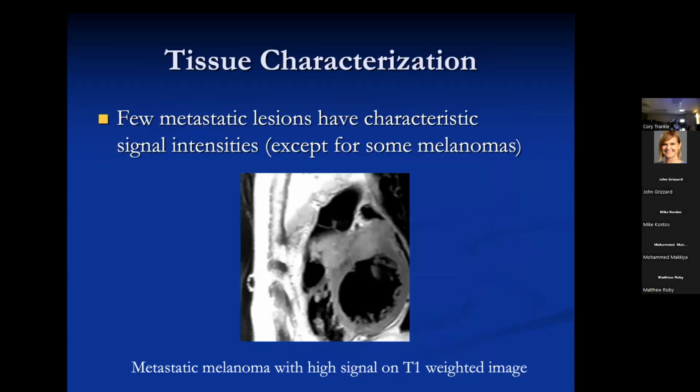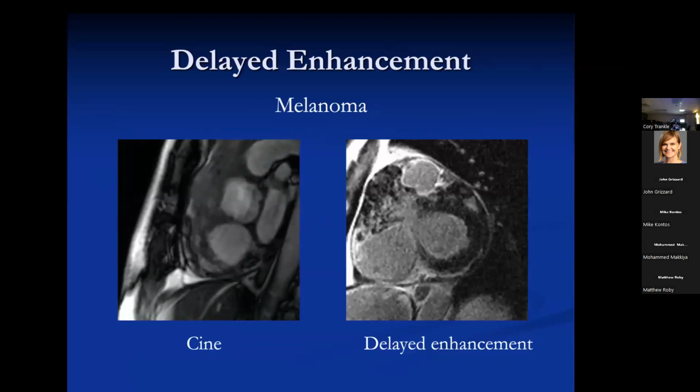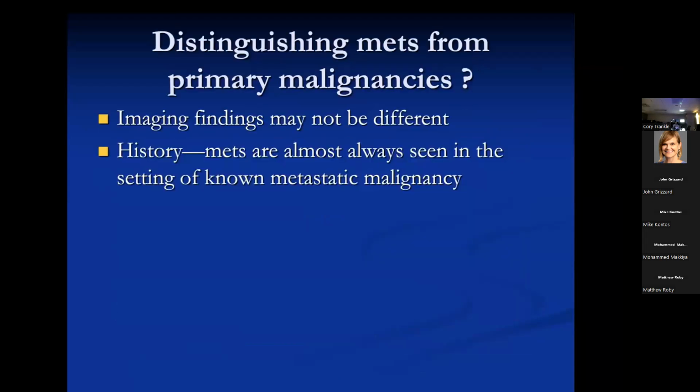Very few metastatic lesions really are characterizable. The only one that can be characterized with any confidence is melanoma, because they'll have a high T1 signal on pre-contrast imaging. But they usually will show abnormal enhancement. Here's that same melanoma case on post-contrast imaging. You see that heterogeneous enhancement, very characteristic.